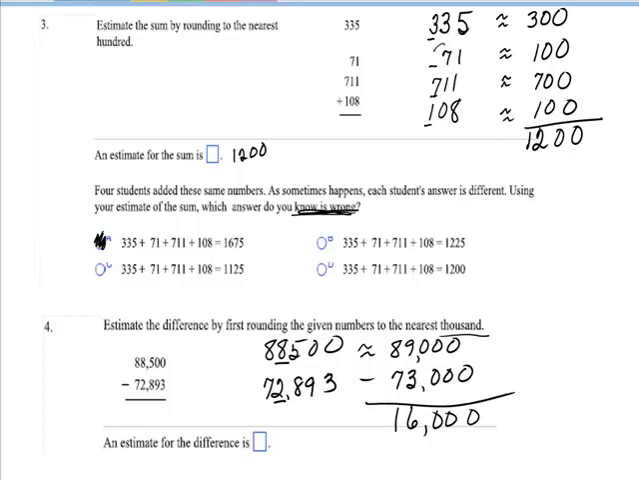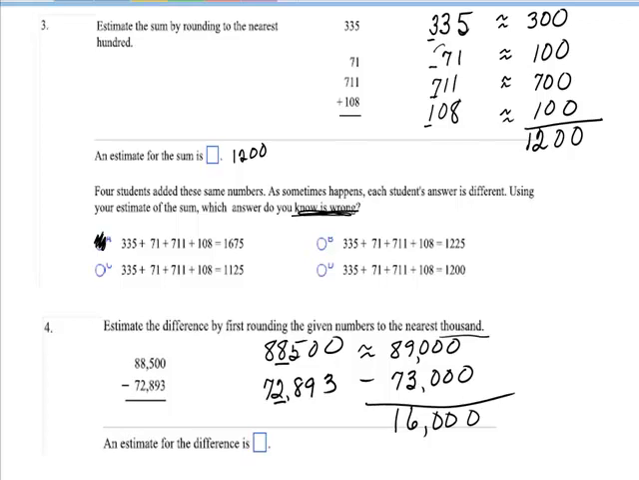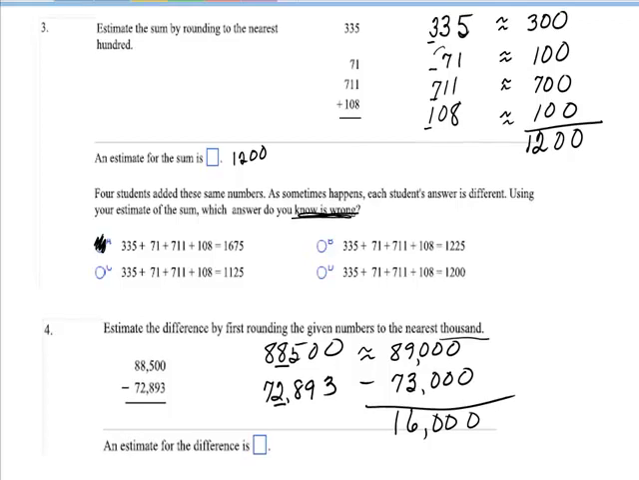So estimating is a nice way to get in the ballpark of the answer without having to do all the hard work of working with the numbers in their original form. It is off from the exact, but it's in the neighborhood. So practice estimating.